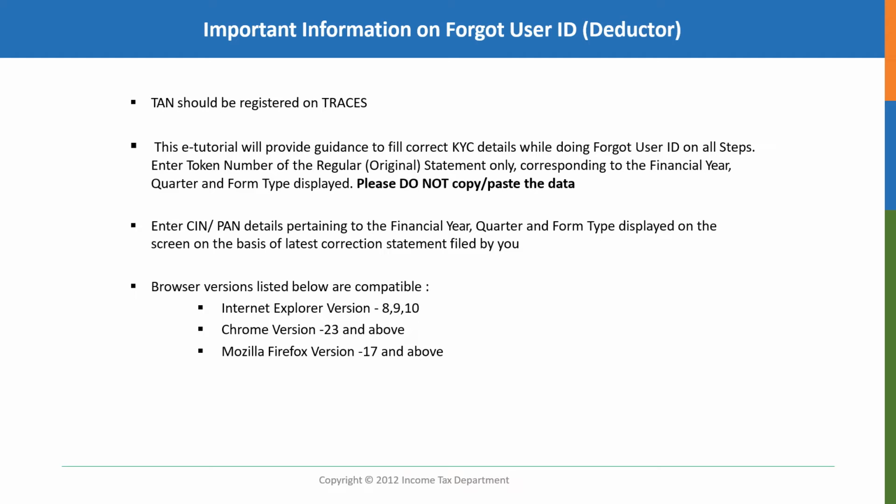Now again moving forward, the system will ask you to enter the challan identification number details or the book identification number details of the latest statement filed by you. That means if you have filed a correction statement, it should be of the correction statement, and if you have not filed any correction statement, it should be of the original statement. So now let us see the steps involved in retrieving the forgotten user ID.